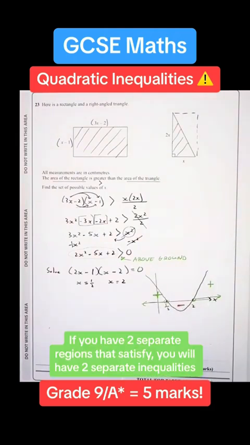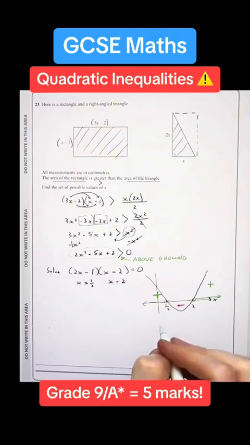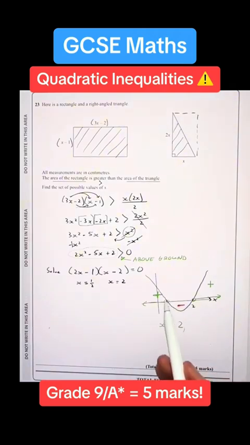As I have two separate regions where my quadratic graph is above ground, therefore I have two separate inequalities. I can see my quadratic graph is above ground for values of x here greater than positive 2. I can also see that my quadratic graph is above ground for values of x less than positive a half.